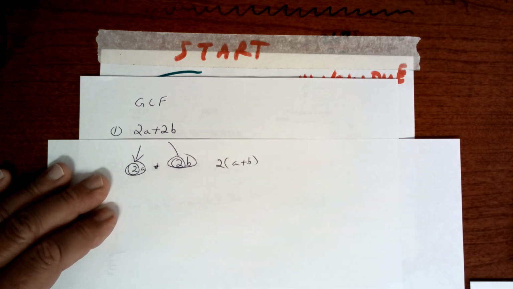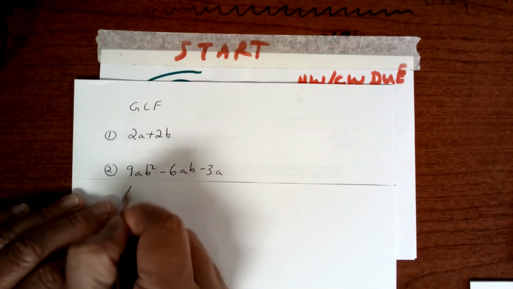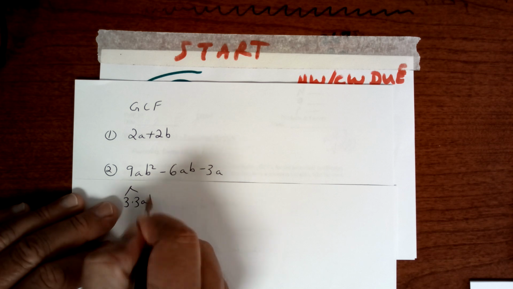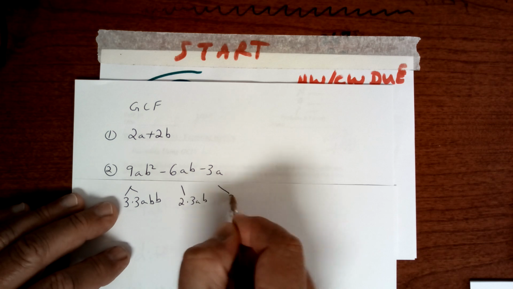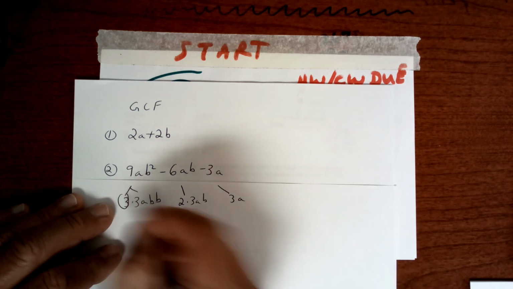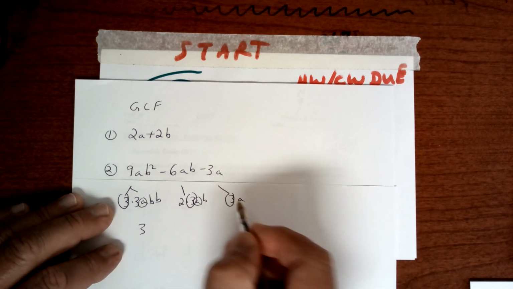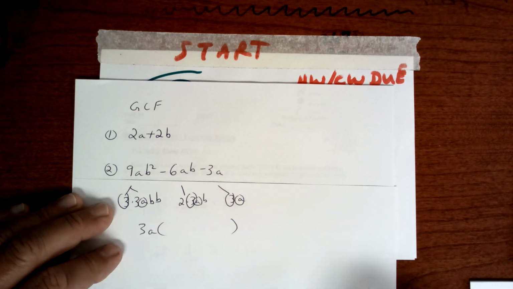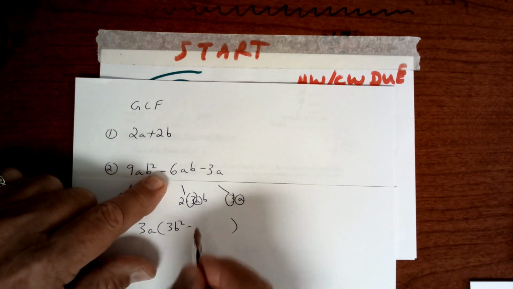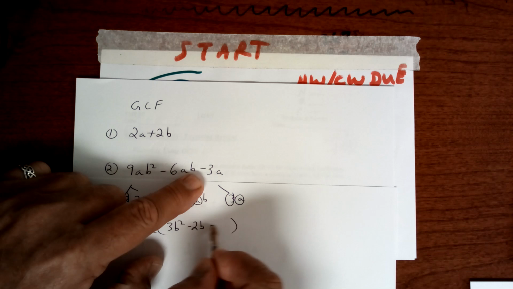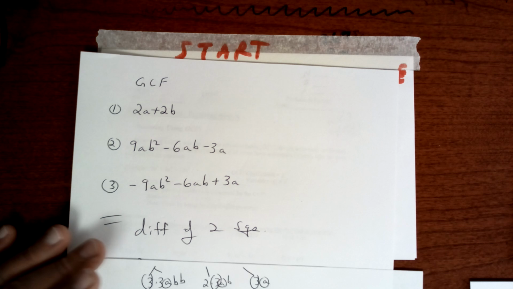Real simple. The next one here, you want to break this up as 3 times 3. This one you want to break up as 2 times 3. This one you want to leave it as 3a. Well, they all have a 3, so you take a 3 out. They all have an a, so you take an a out. And what's left here is 3b squared minus 2b minus, you took everything out, so you have to put a 1. And there it is.